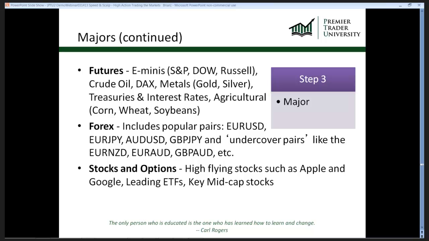On the forex side of the equation, you've got the euro, the pound. You've got the euro yen, the Aussie US, a number of different options. And I think you'll be surprised in a moment. I'm going to show you where we're having the most success, and it's not where you might think. It's not on the euro USD. It's not on the British pound. And then on stock and options, you've got any of the stocks that are moving, like Apple, Google. Any of those stocks are great potential trading instruments for you.